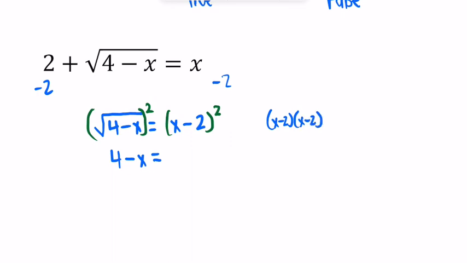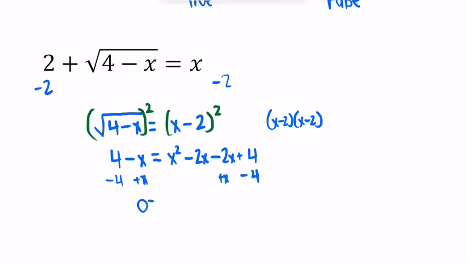And when we use the FOIL method, the first terms, x times x, would be x squared. The outside terms, x times negative 2 is minus 2x. The inside terms, negative 2 times x is minus 2x. The last terms, negative 2 times negative 2 is a plus 4. And since this is an x squared equation, we're going to want to get everything to the side where the x squared is. We'll subtract 4 from both sides and add x to both sides.